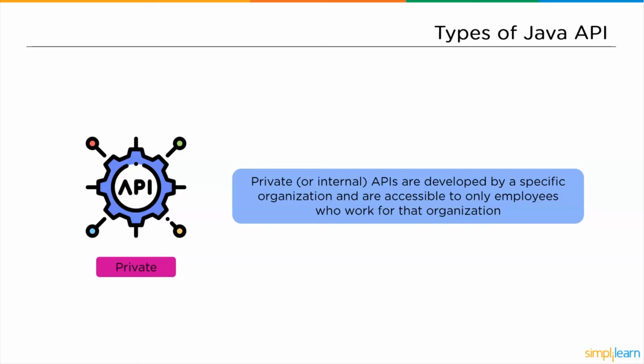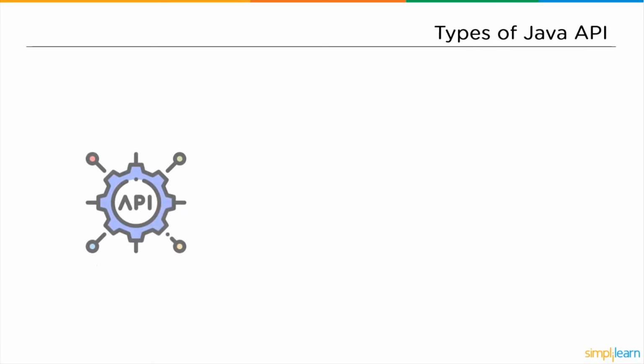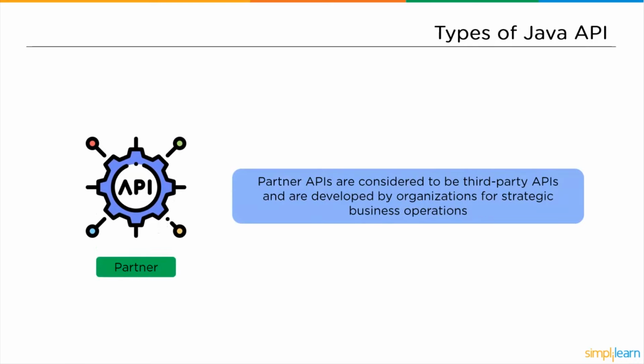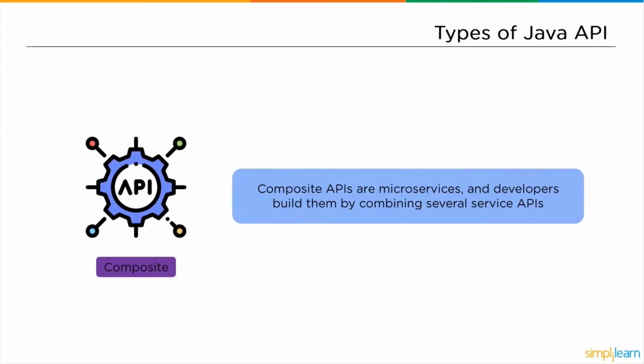So followed by private APIs, we have the partner APIs. So similar to private APIs, even partner APIs are having some authentication process to use. So the only difference is here, instead of one organization, we might have 2 or multiple organizations, and the employees belonging to that particular group of organizations will be able to access the APIs and implement them or use them. Followed by partner APIs, we have the last one, which is the composite API. Composite APIs are microservices and developers build them by combining several service APIs.